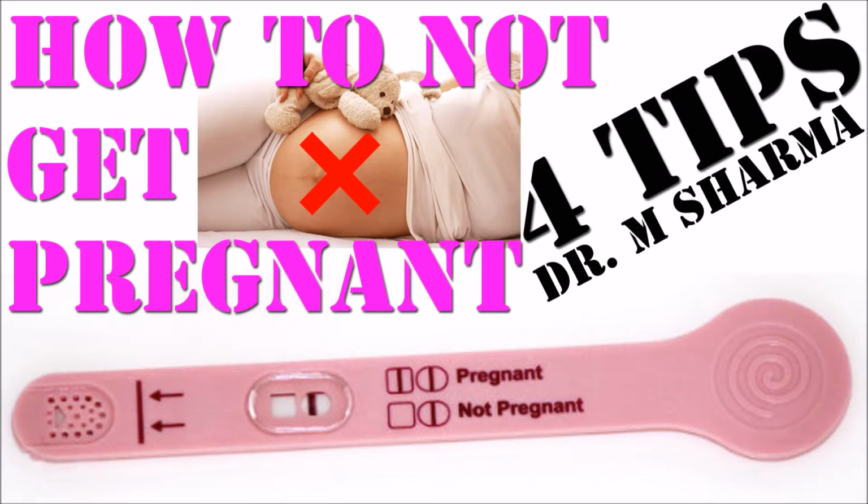4. Get fitted for a diaphragm. A diaphragm works similarly to a contraceptive sponge. Instead, the diaphragm is made of rubber with a flexible rim. Unlike the contraceptive sponge, diaphragms come in different sizes.